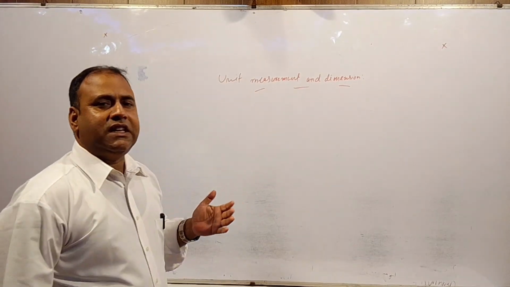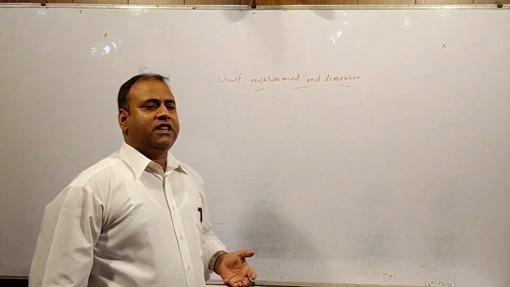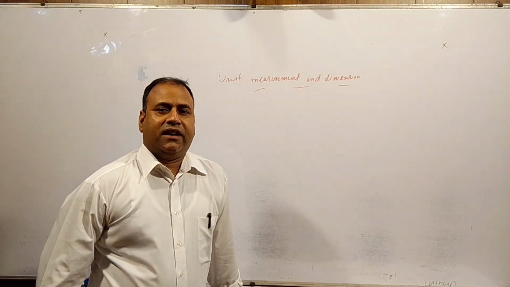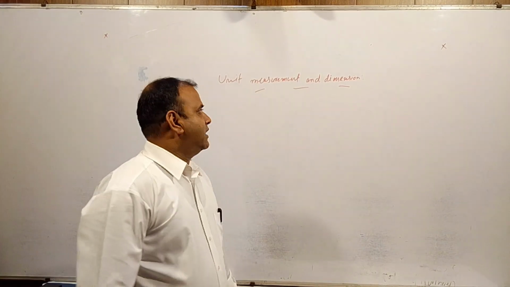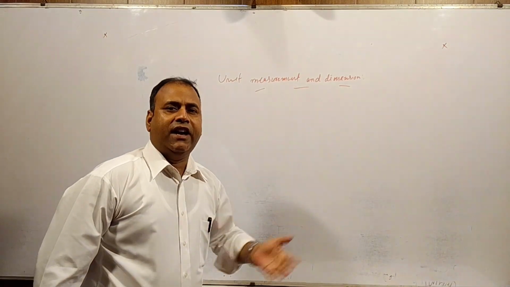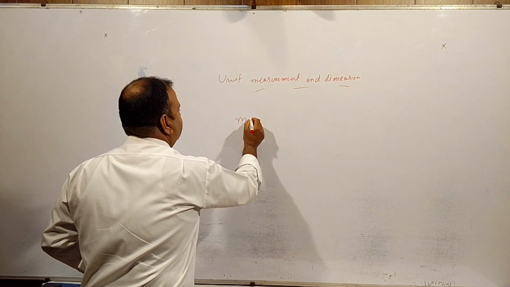Unit basically is a kind of indicator by which we identify the physical quantity. Physical quantities are basically represented by mass, length, time, velocity, acceleration. These are the physical quantities. So unit, you should know, means a kind of identification. Suppose mass, I am writing mass.